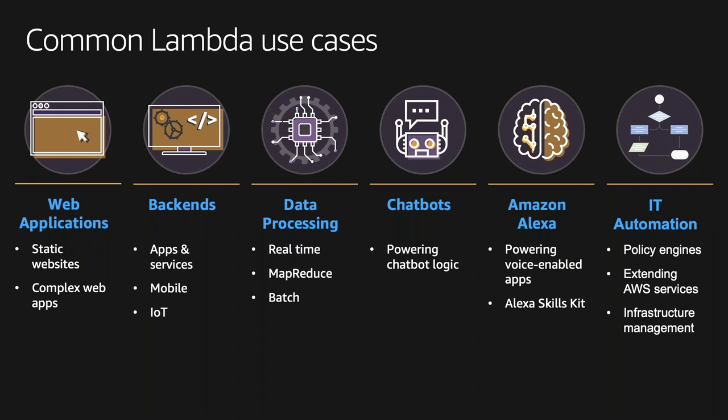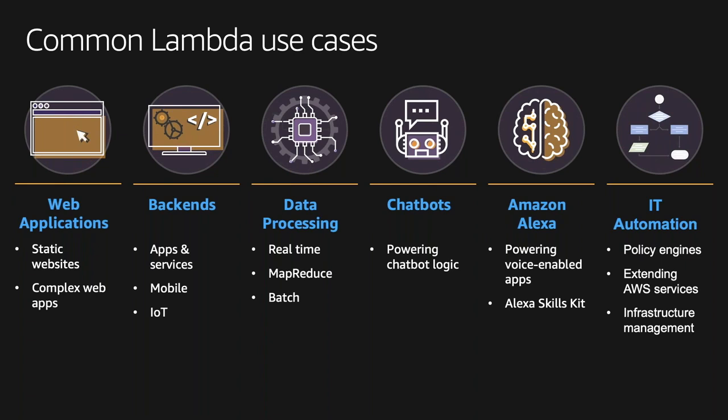And you can build lots of different kinds of applications. So you could build web applications. In the UK, Comic Relief are a major charity, and all their donation platform is built on top of Lambda. You could build backends for websites. You could build real-time data processing using Lambda. You could build chatbots. You could build things for, I don't want to say that name because I have one of those devices, but an Amazon voice device.